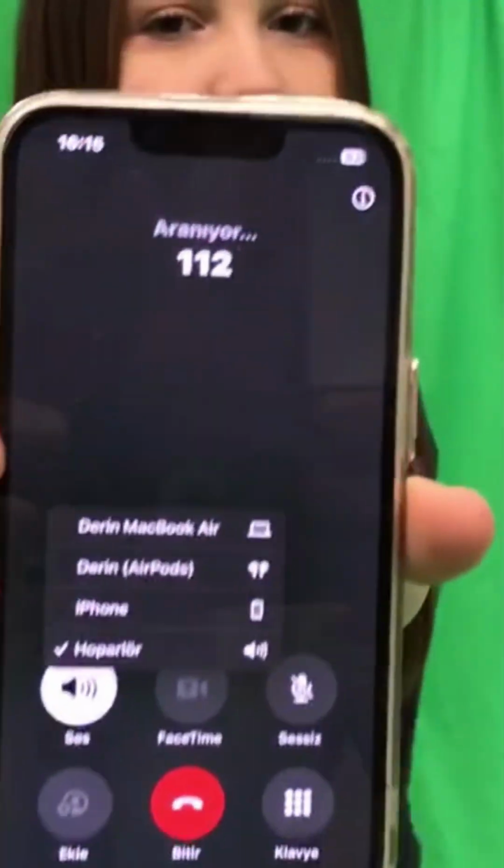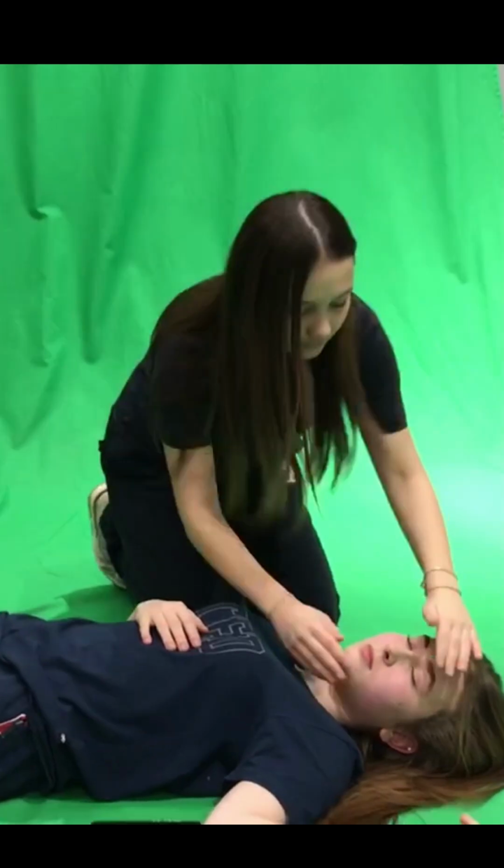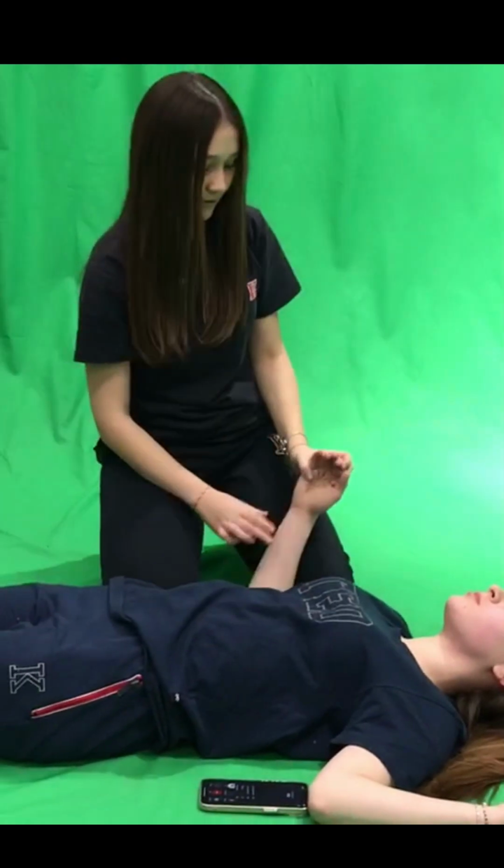When you see someone unconscious, first check if anyone's around and if there are people who can call 112 or 911 for you. If not, call them yourself and put your phone on speaker. Then, start performing the primary survey. If the person is unresponsive and is not breathing normally, start CPR.